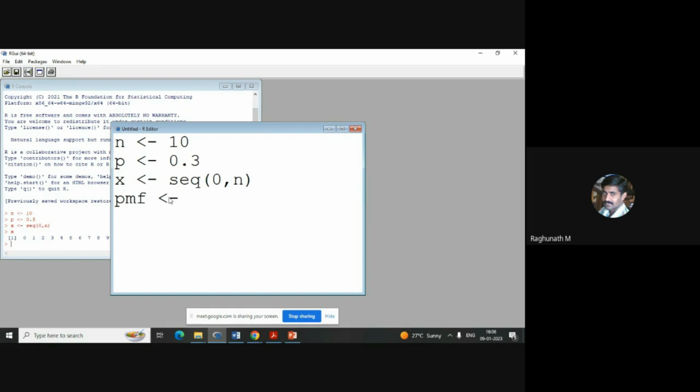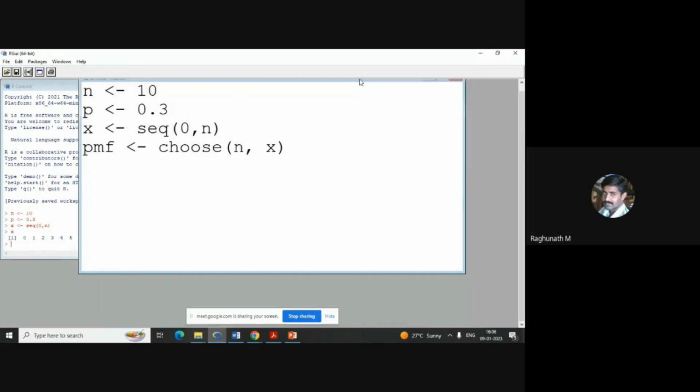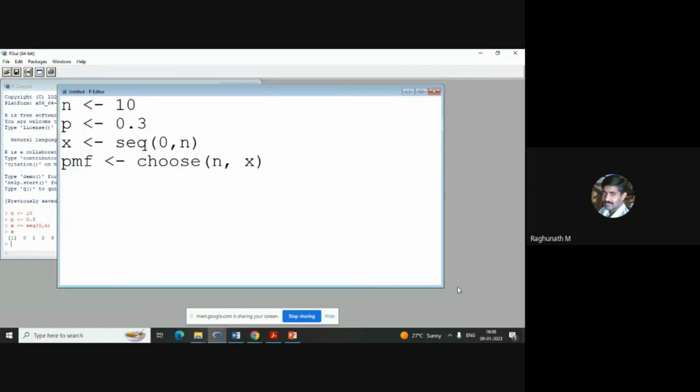So nCx, okay, for nCx there is a command called nChoose. Actually, it is nChoose x, an inbuilt function in R. What it does is compute nCx for each value. So this is one of the advantages in R.